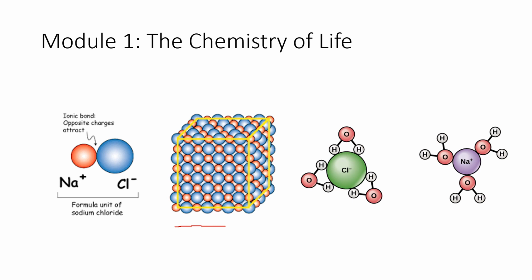Ionic compounds dissociate in water to form ions, and if it's a positive one, it's called a cation. If it's negative, it's called an anion. Now, electrolytes, when we use the term electrolytes, these are ions that are capable of conducting an electric current. So when you put sodium chloride, or salt, which is table salt, in water, it forms electrolytes.